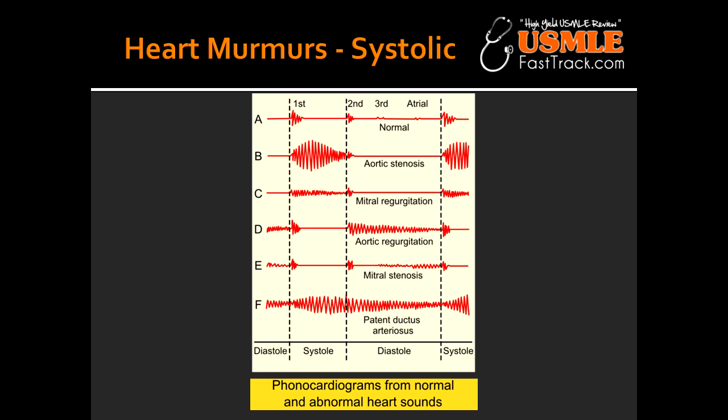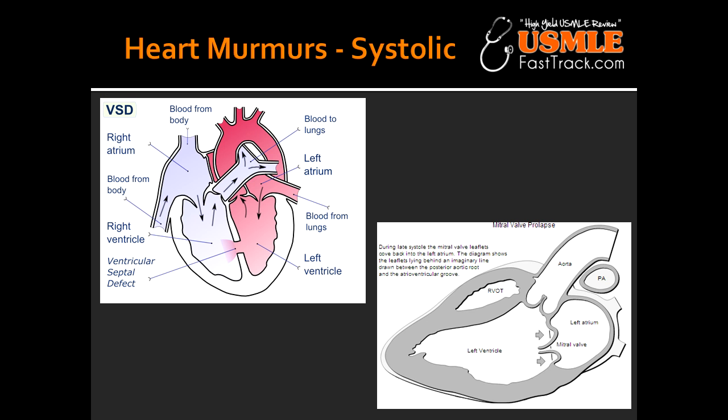What are some of the conditions that can lead to aortic stenosis? Aortic stenosis can happen due to age-related calcification of the aortic valve, or a bicuspid aortic valve can lead to aortic stenosis.